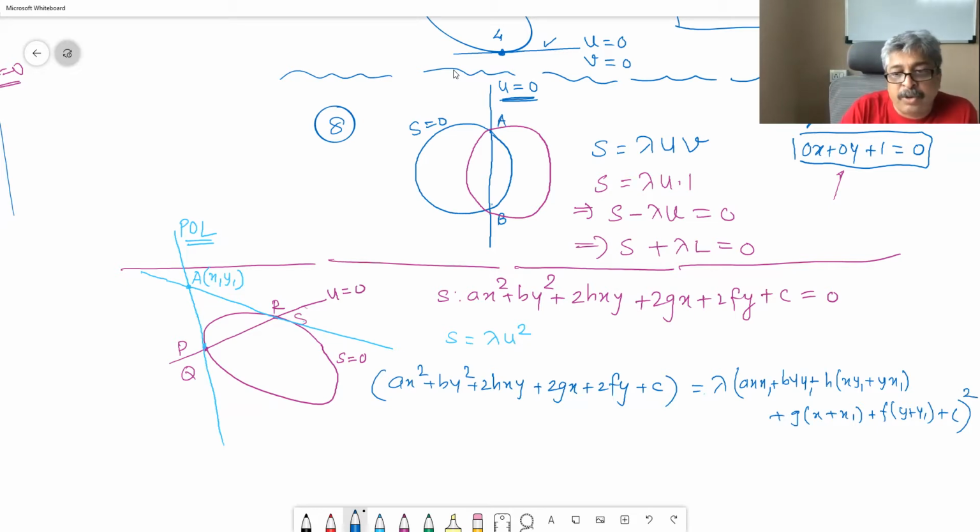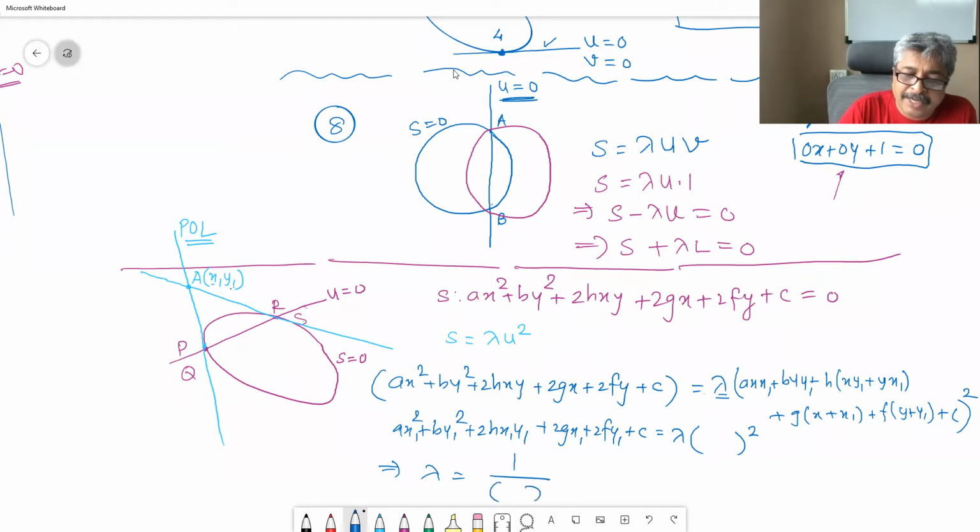Now we are interested in finding the value of lambda. Therefore, what should we do? The conic section must pass through x1 comma y1, so we put x equal to x1 and y equal to y1. Therefore we get ax1 square plus by1 square plus 2hx1y1 plus 2gx1 plus 2fy1 plus c equal to lambda times, practically exactly the same except the bracket square. Therefore lambda is equal to 1 upon this bracket, which we call S1.